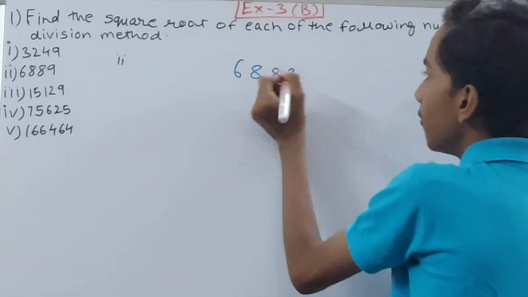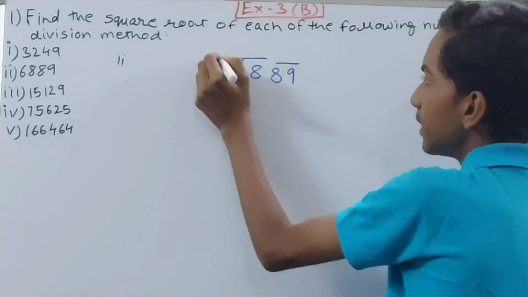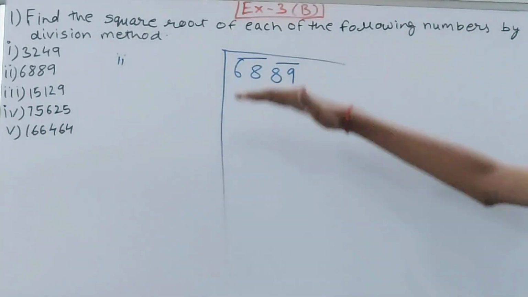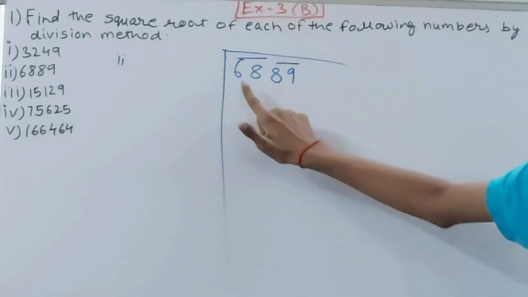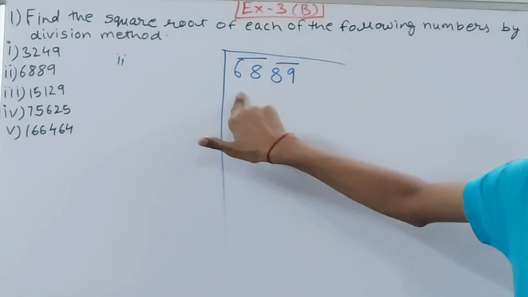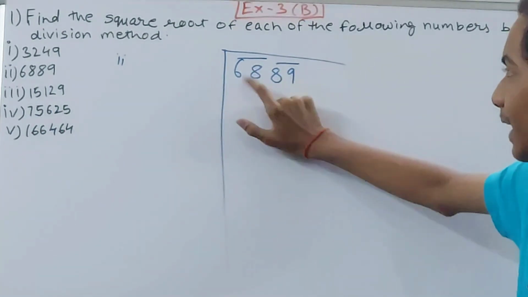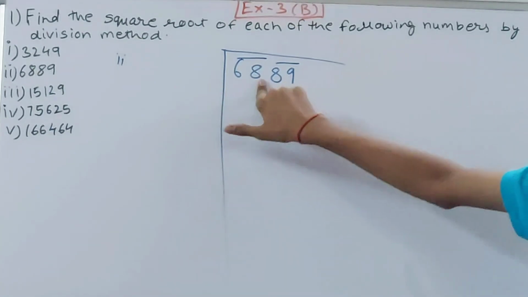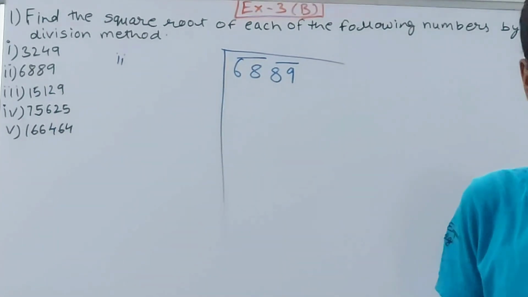6889. Again we'll make its pairs from right to left like this. Now draw these lines, one going below it and one on top of it. Now see, 68 is there, so take any number whose perfect square will be simply less than 68 or equal to 68.